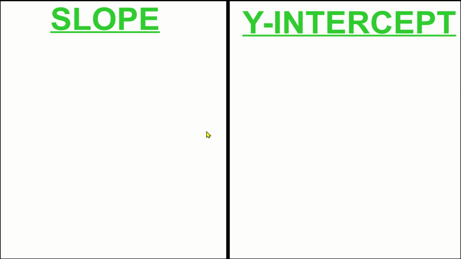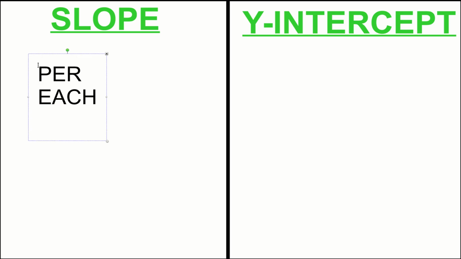we got slope, we got y-intercept. Who can give me a word that would tell us we're looking for slope? Wilbert? Per? Yeah, so slope, we got per. What else? Colson? Each. Anybody else?